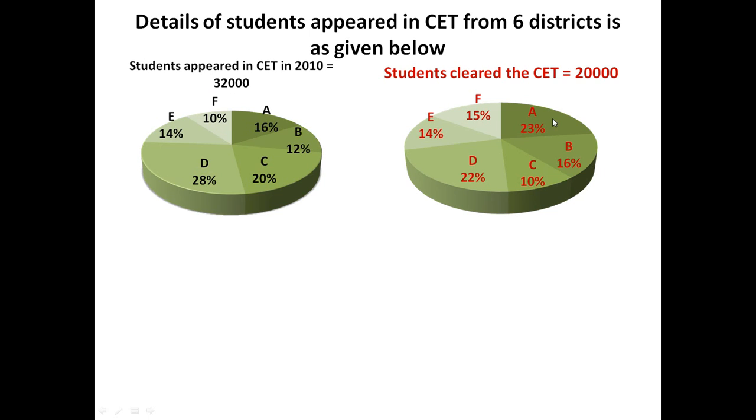Out of this 32,000, 20,000 students could clear the examination, and distribution of this 20,000 is from A district 23%, from B 16%, from C 10%, from D 22%, from E 14%, from F 15%. So based on these two pie charts, you have to answer certain questions.